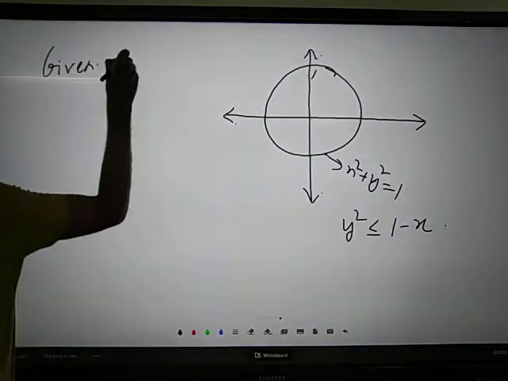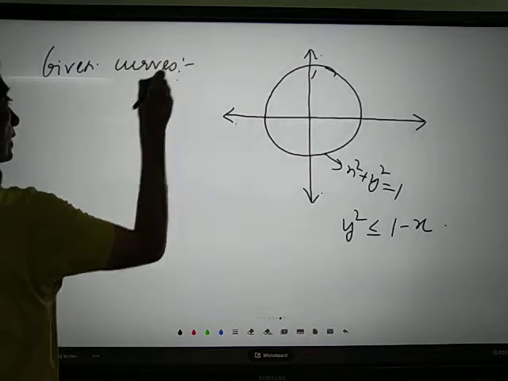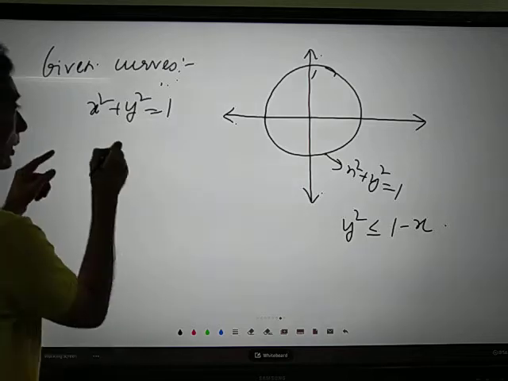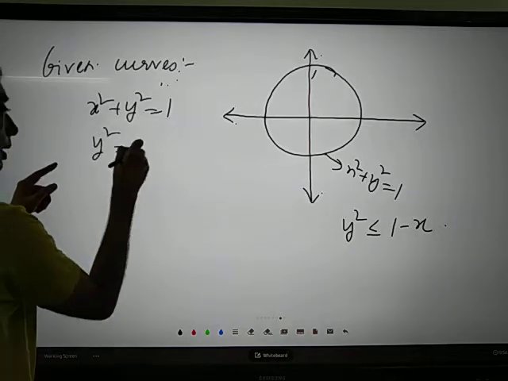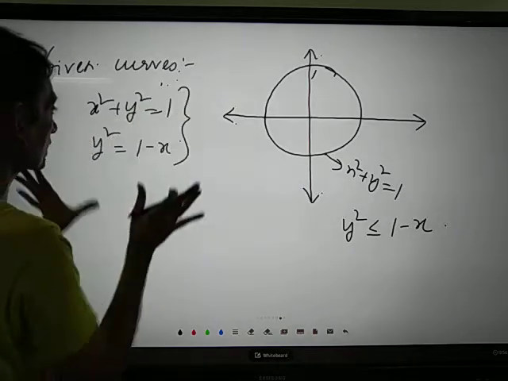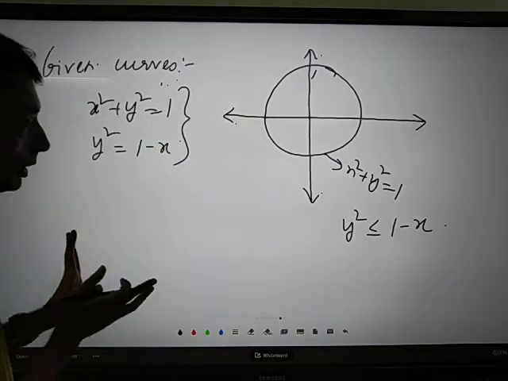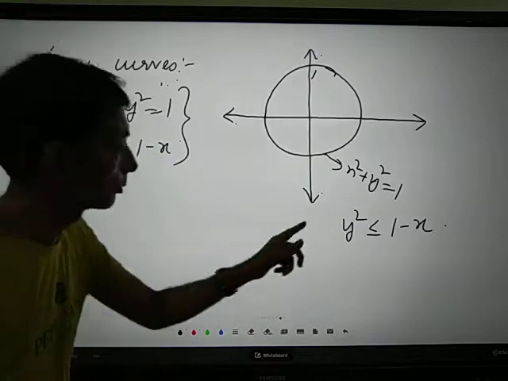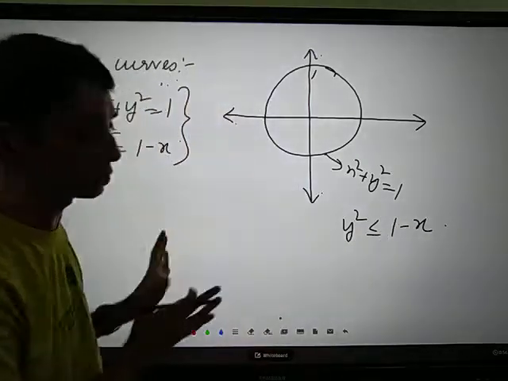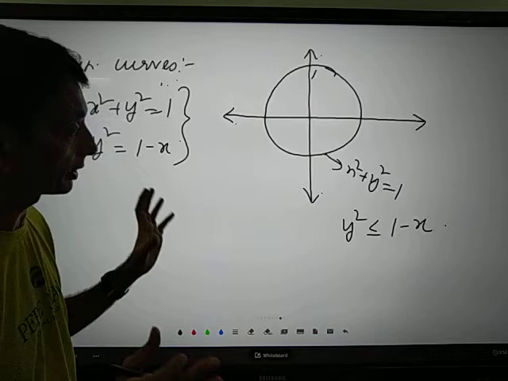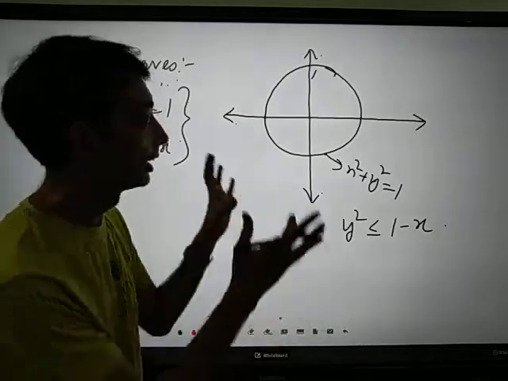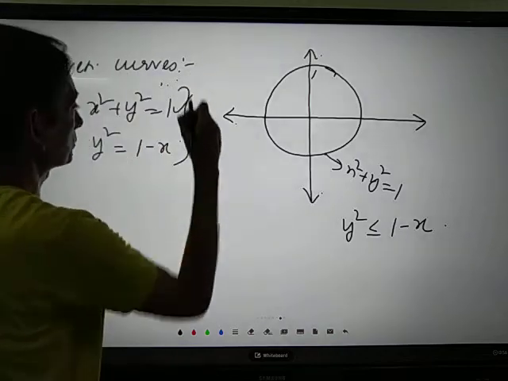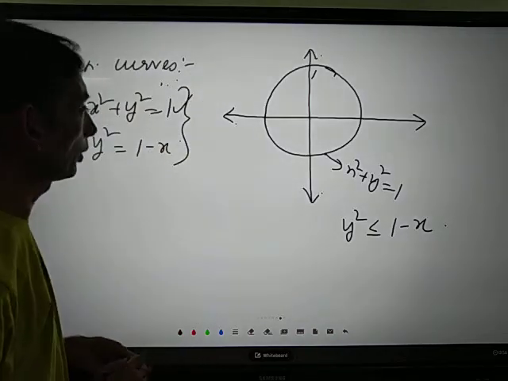Given curves x squared plus y squared is equal to 1, and we'll consider y squared is equal to 1 minus x. First, equating x squared plus y squared is equal to 1, and equating y squared equal to 1 minus x. We are going to draw the graph. And after that, with the help of the inequality, we'll decide which portion we are going to determine the area. Okay, first this one is done, then y squared is equal to 1 minus x.